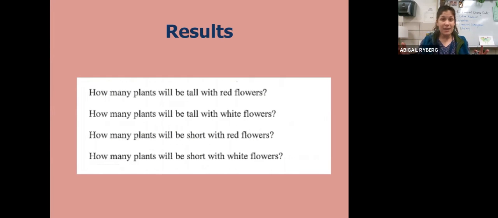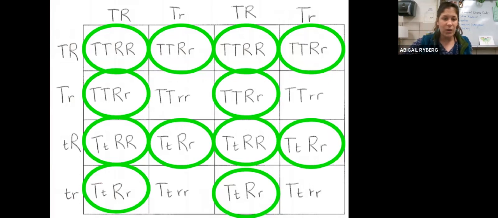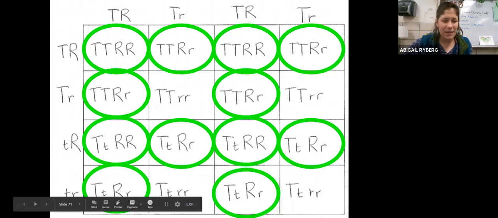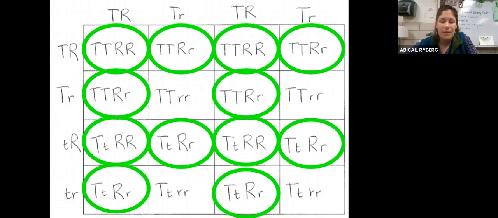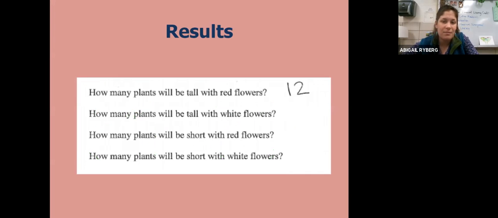Okay, now we're going to analyze the results. So how many plants will be tall with red flowers? Those are the 2 dominant. So how many have at least 1 dominant T and 1 dominant R? If we look at the Punnett square, there's a lot. So how many is that? 4, 8, 9, 10, 11, 12. Lots. So in this case, a lot of them are going to have the 2 dominant phenotypes. So 12.